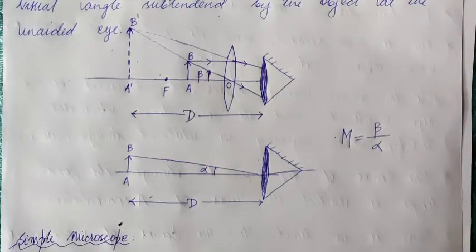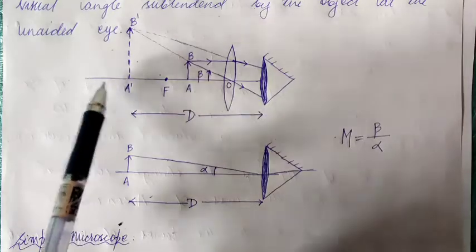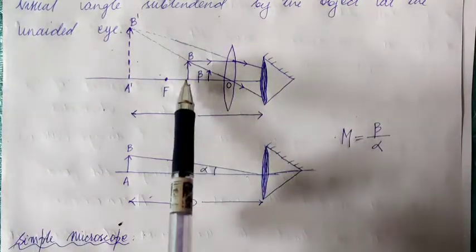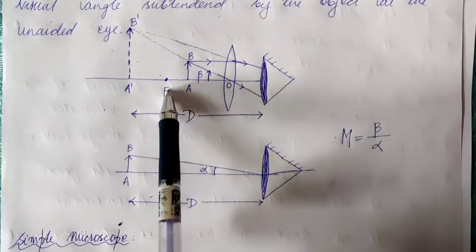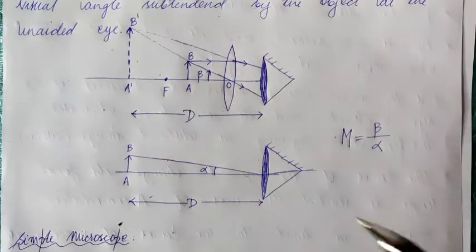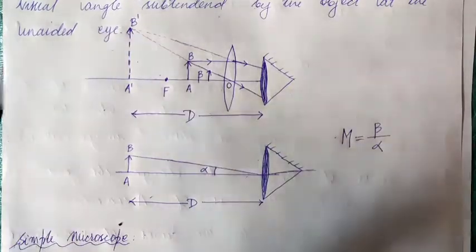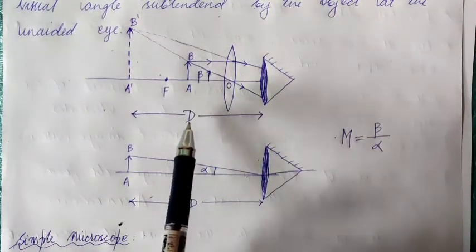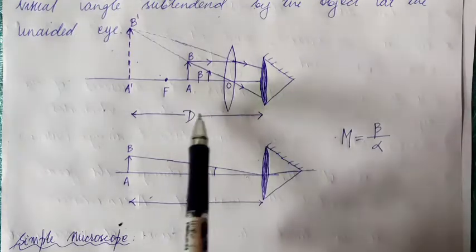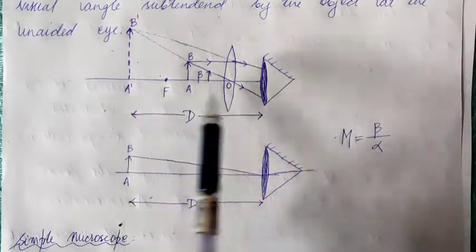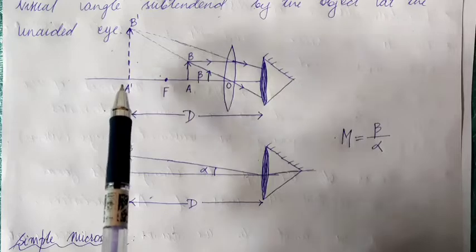Now we assume that the position of the object in between the optical center and the focus is so adjusted that the image A dash B dash is formed at the least distance of distinct vision, capital D, from the eye. So you can see D is the least distance of distinct vision between the eye and the image.